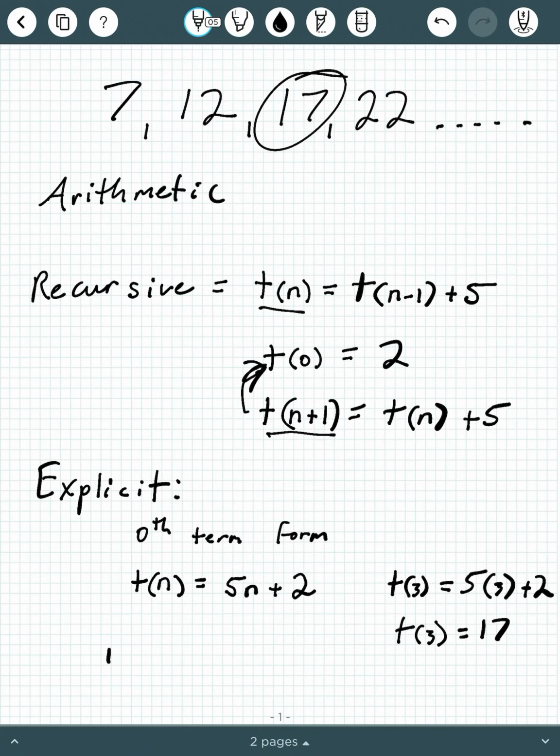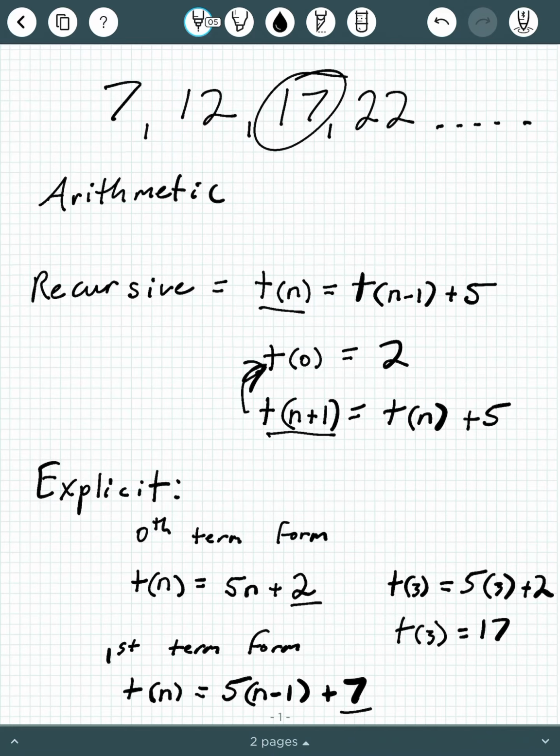To write this sequence in first term form, instead of using the 0th term in our equation, somehow we have to incorporate the first term. So t of n will be equal to, well, we're still growing by 5, but this time, instead of 5 times n, it's going to have to be 5 times n minus 1, because we're bumping everything one term forward by adding 7 instead of 2. So because we've changed that, we have to make sure it's n minus 1 and not just n.